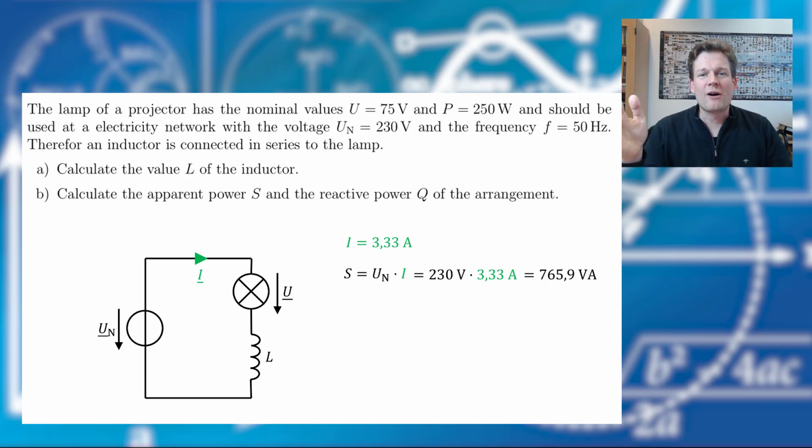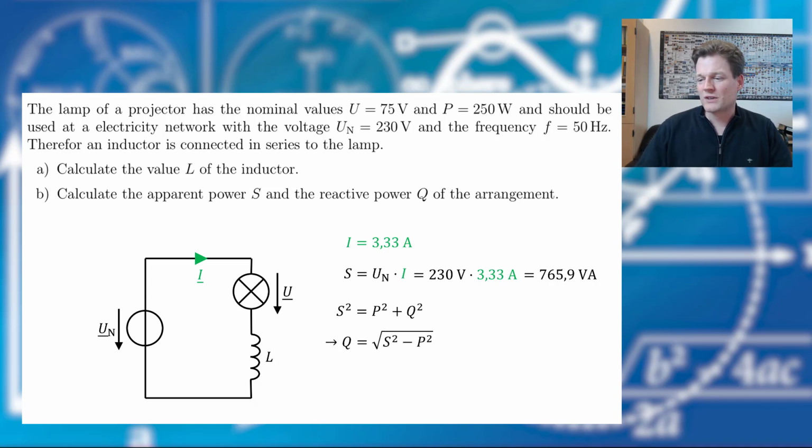Okay, the apparent power is the complex sum of the active power and the reactive power. And if we deal with absolute values, we have to use Pythagoras again. So, and now we want to have the reactive power, so we solve for it. And yeah, we have the apparent power, just calculated. We have the active power, it's the power consumption of the lamp. And therefore we have everything to find the reactive power.